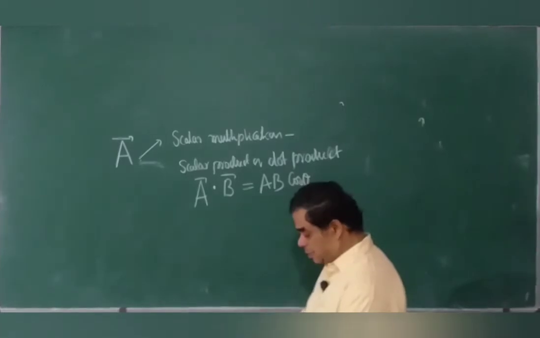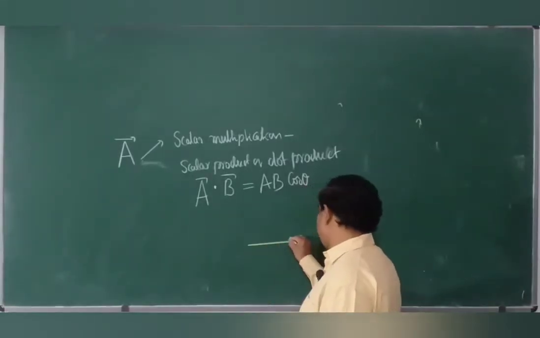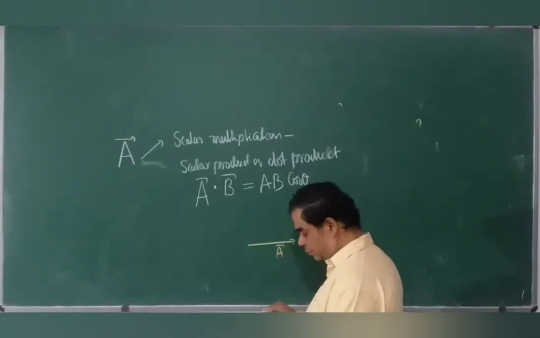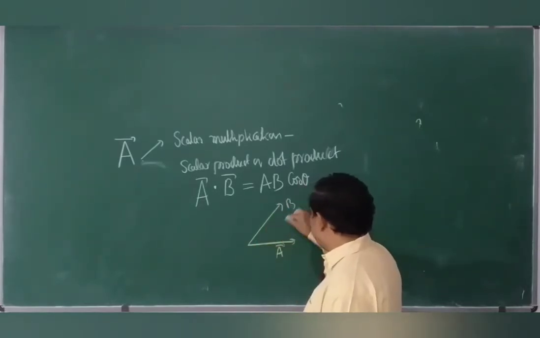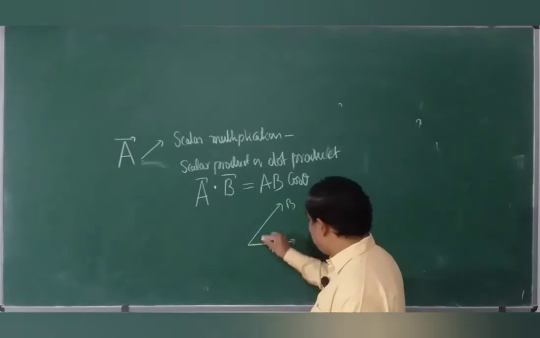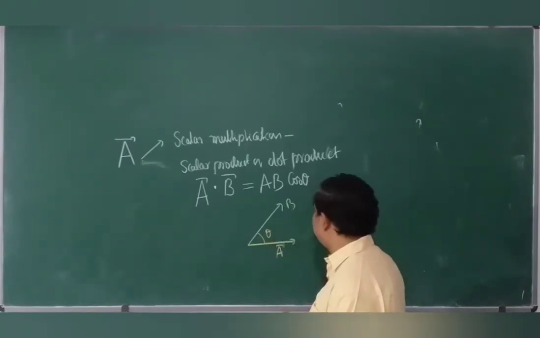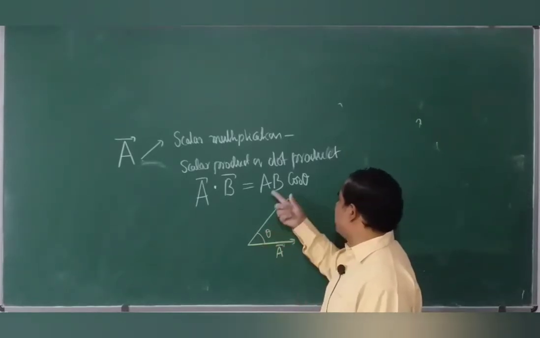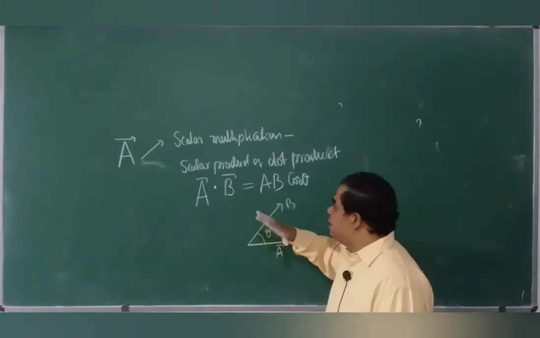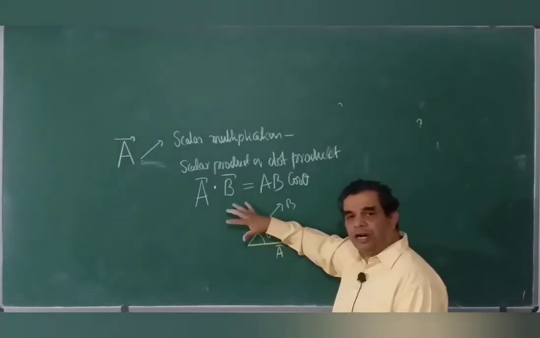Say, I write vector A, vector B, then angle between them theta. So this is what: vector A magnitude, vector B magnitude into cos theta. This is how we define dot product.